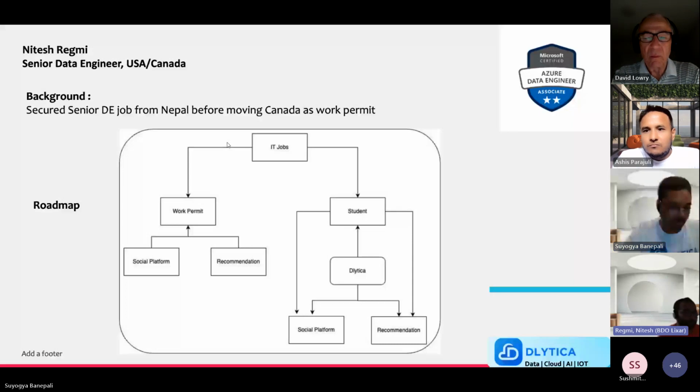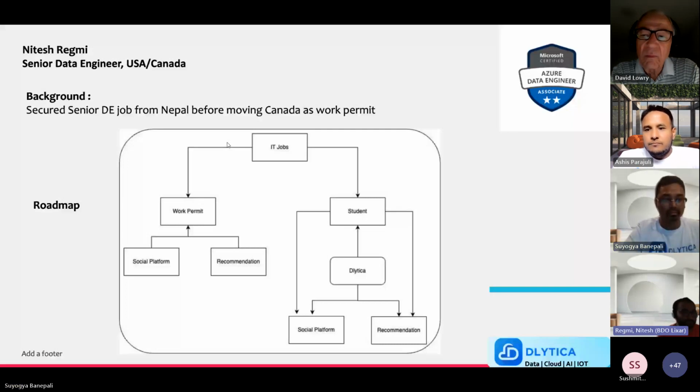To get the work permit, you have two different ways. The first one is through a social platform like LinkedIn. You apply for the job, the company will invite you for the interview. You pass the interview, you get selected. After some time, they will provide you the LMIA and help you in the application process. After you migrate to Canada, you have the IT job and you can continue your career.